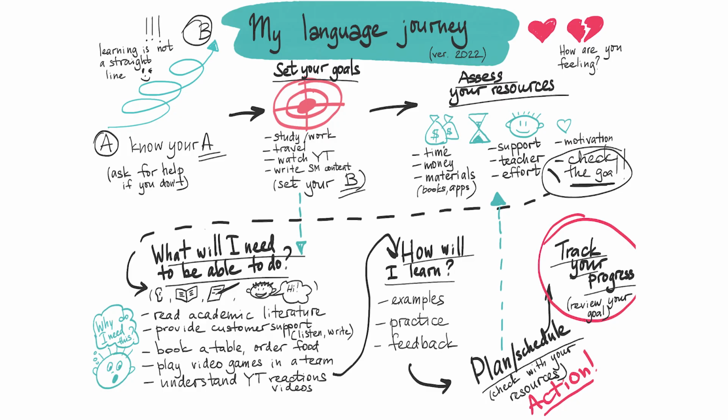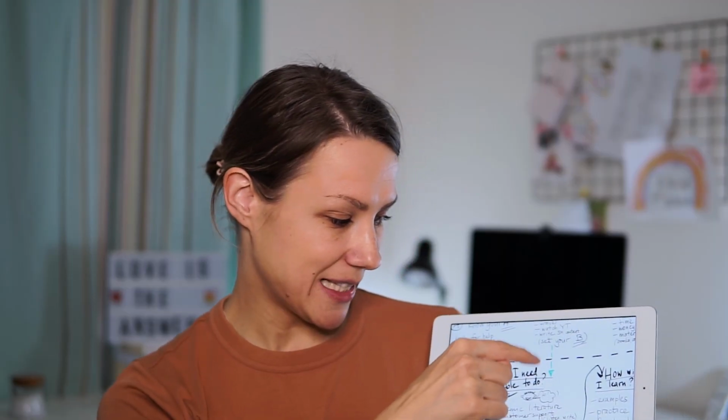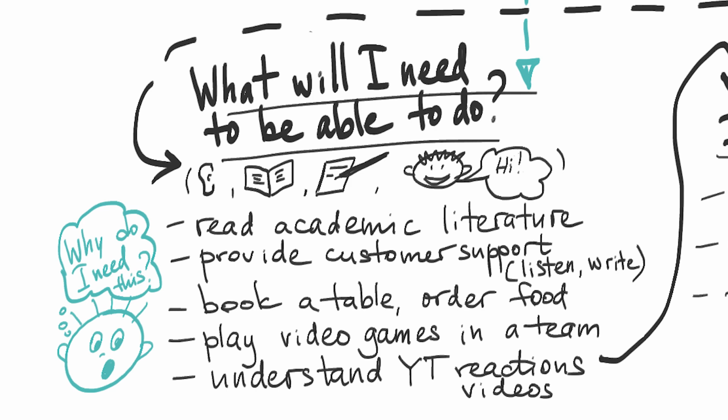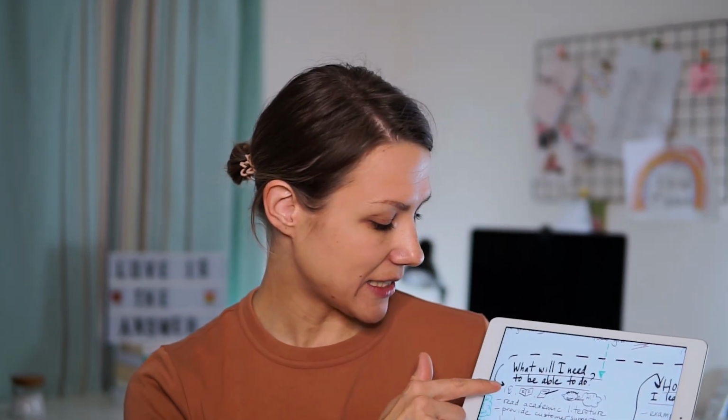Okay, now that we've checked back with our goal and analyzed our resources, you can see this little blue arrow. It means that we need to keep our goal in mind and ask ourselves this question: what will I need to be able to do? So say, if I want to study medicine abroad, what will I need to be able to do in English then? And I have little signs here for you, little icons.